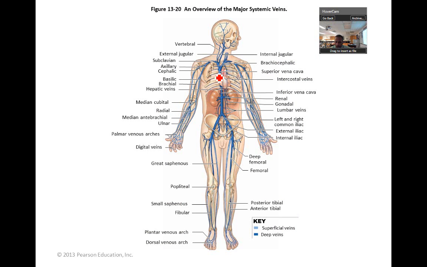So I'm actually starting at the end point, right? Here's the brachiocephalic, and you have the left and the right. They're the two largest ones outside of the vena cava. And then let's do the upper, say where some blood is going to be returning.